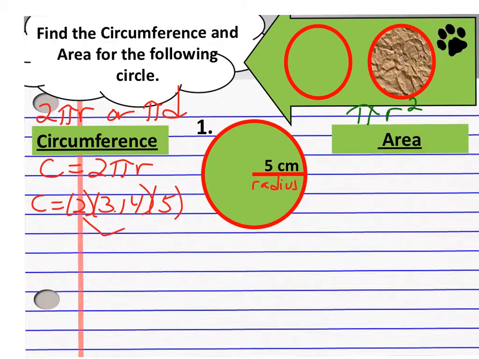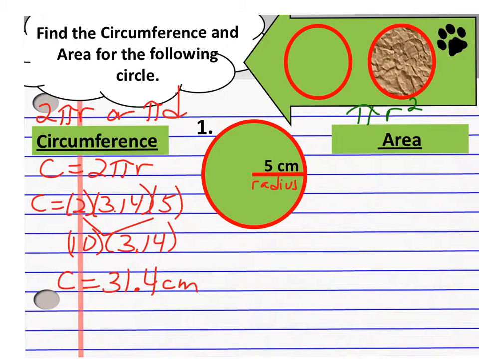Now I'm going to go ahead and multiply those two out because it's an easy 10. And I get 10 times 3.14. And I know I just move the decimal over once. So my final answer is 31.4. And you must put centimeters on it.